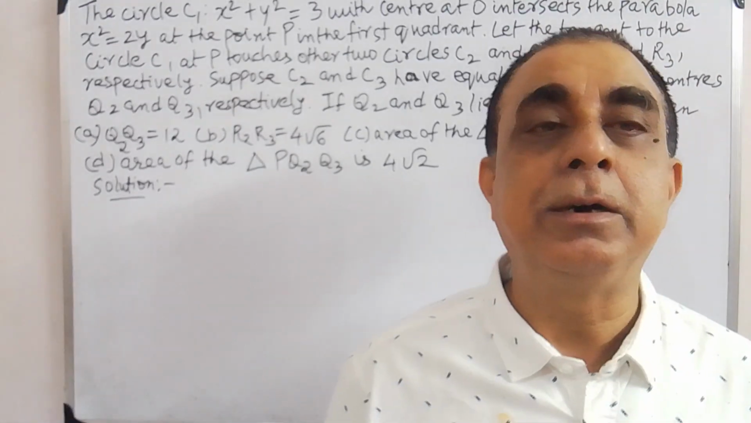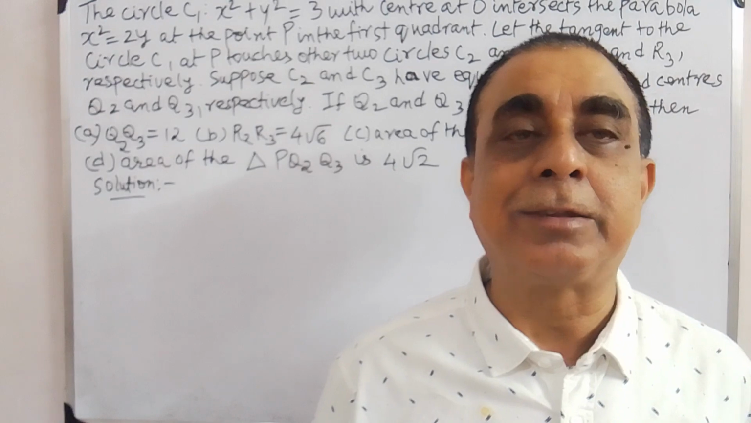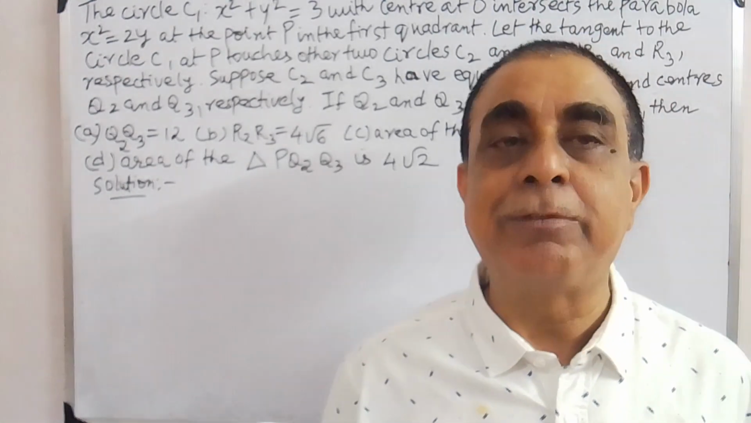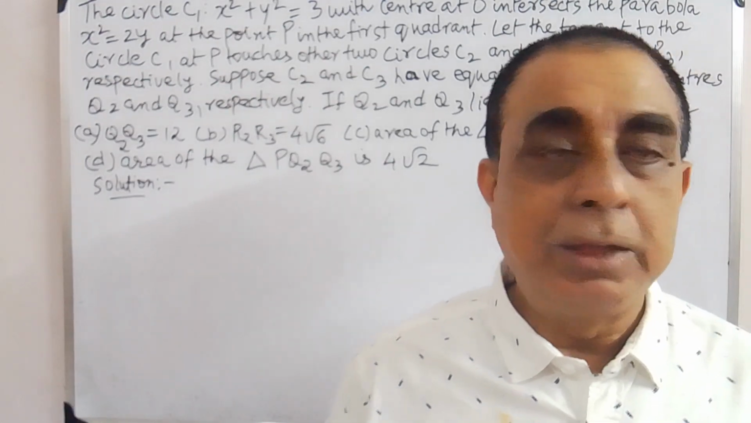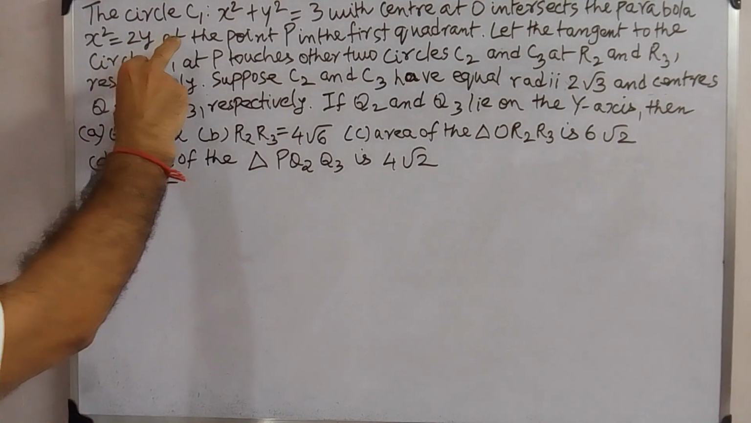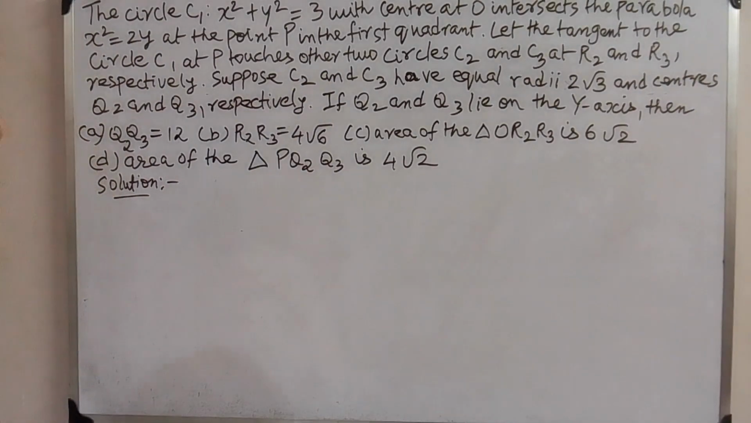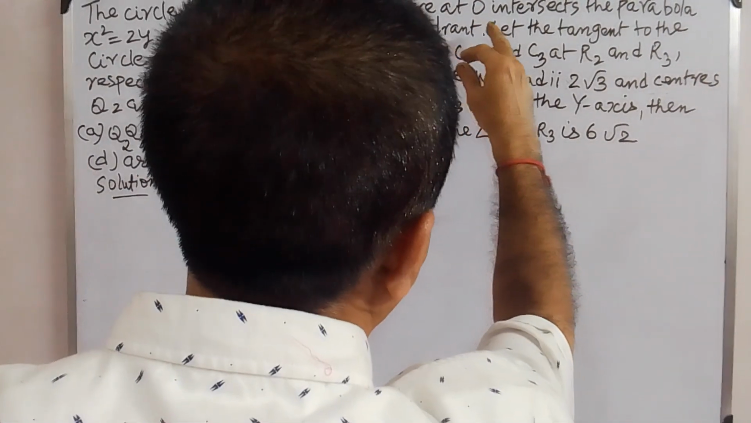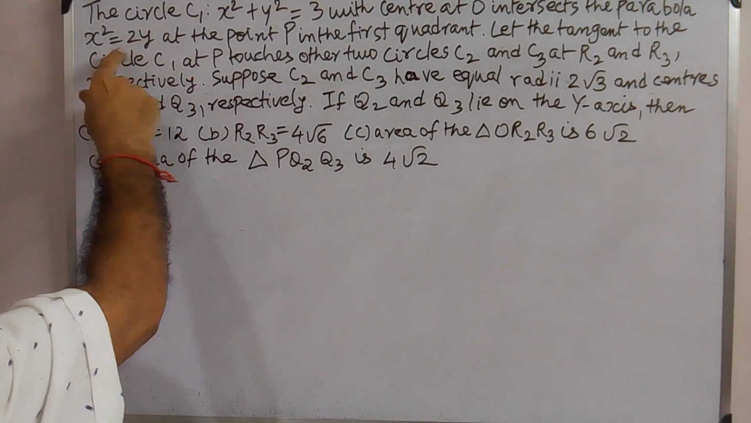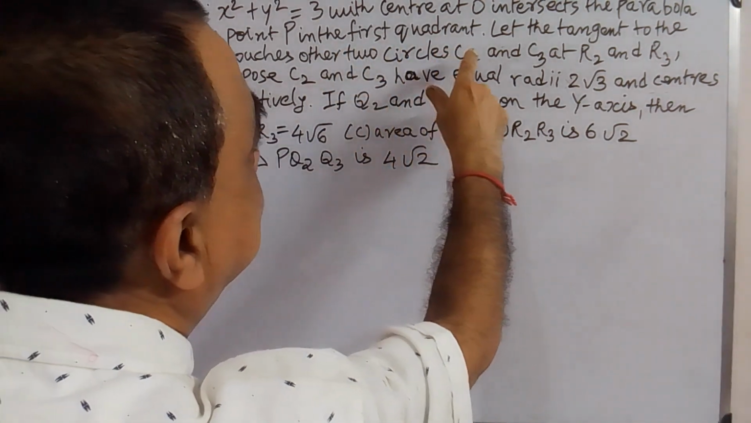Today we are doing a sum from the JEE IIT entrance examination, 2016 Advanced paper. The sum reads like this. The circle C1, x squared plus y squared equals 3, with center at O, intersects the parabola x squared equals 2y at the point P in the first quadrant.